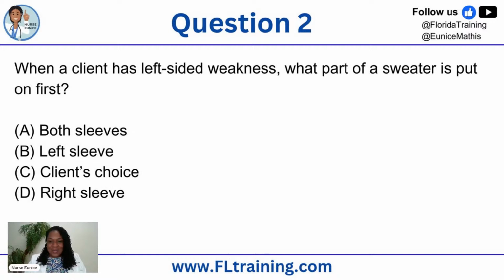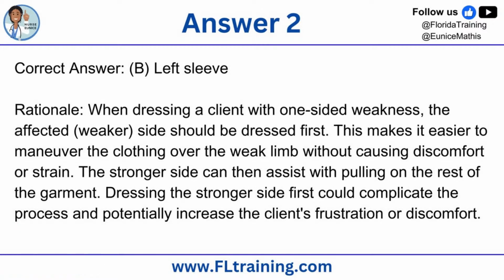All right. So looks like B is the popular answer. So let's see if B is the correct response. And it is. So it's going to be the left sleeve. So when dressing a client with one-sided weakness, the affected weaker side should always be dressed first. This makes it easier to maneuver the clothing over the weak limb without causing discomfort or strain.